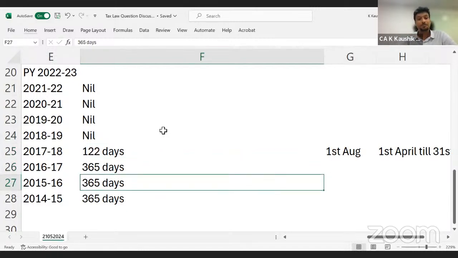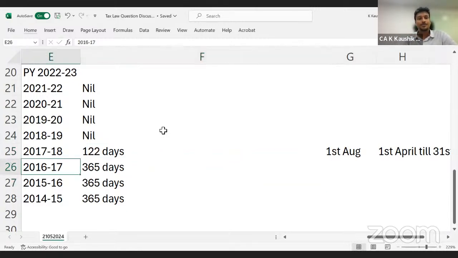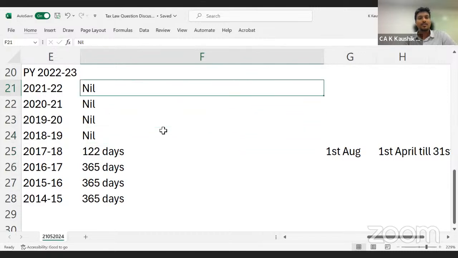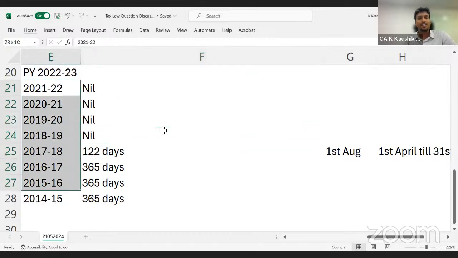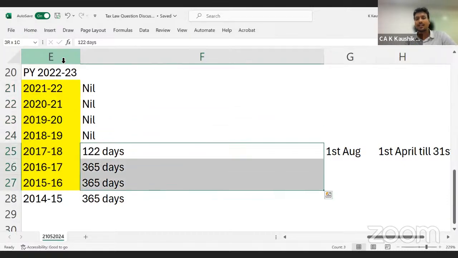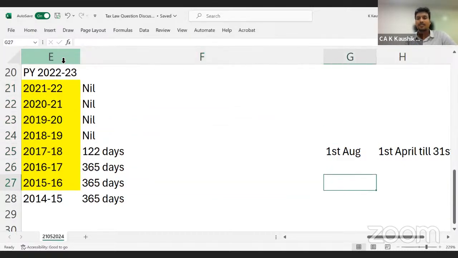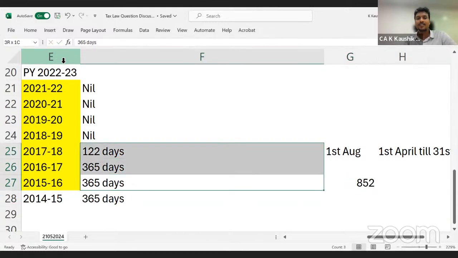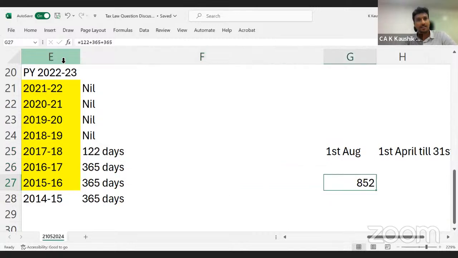Now here, when you see, in the last 7 years. What are the last 7 years? These are the last 7 years. Now, in these 7 years, he is there for more than 730 days. If you calculate in the last 7 years, 122 plus 365 plus 365, you have 852. So he is there for 852 days. So one of the basic conditions is satisfied.